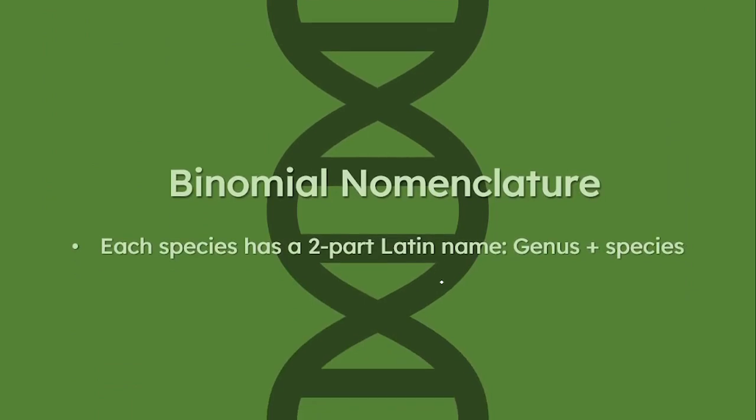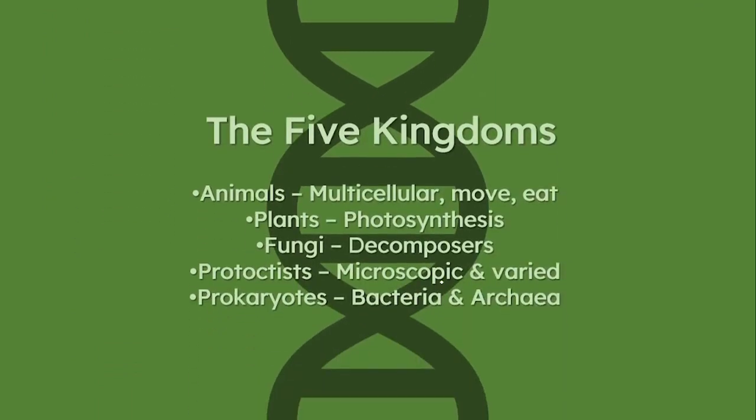Moving on to the next one, the five kingdoms. Well, there's animals, which you fall in. Some of their features are that they're multicellular, they can move, and of course, they can eat, and they eat other organisms. Plants, well, one of their most common features is that they can photosynthesize to make food.